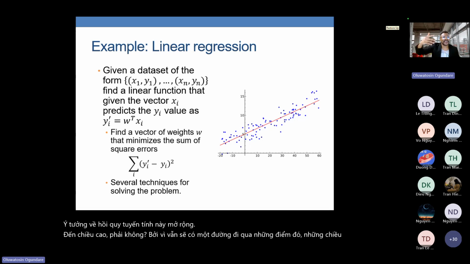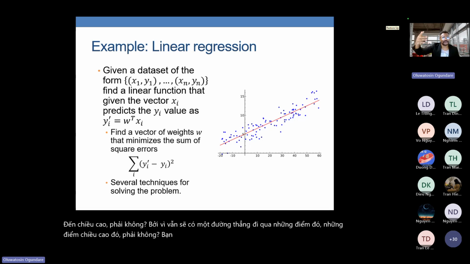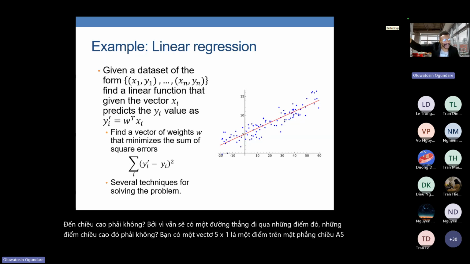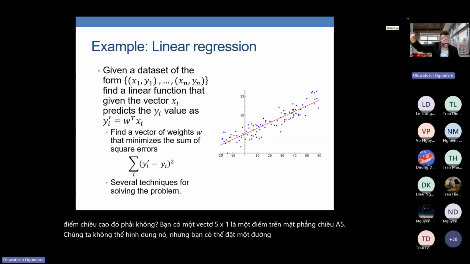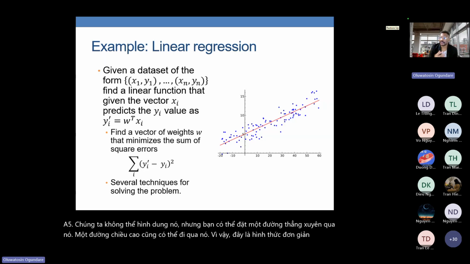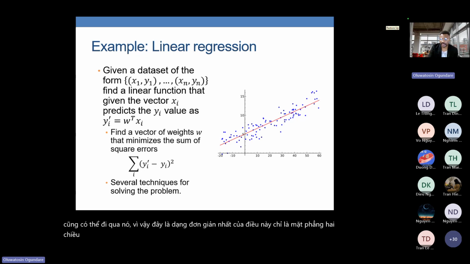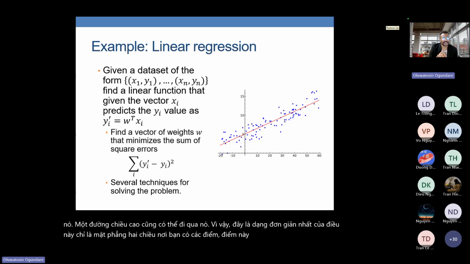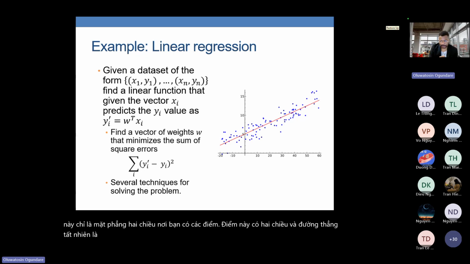You have a 5x1 vector. It's a point on a 5-dimensional plane. We cannot visualize it, but you can put a line through it. A high-dimensional line can go through it as well. So the simplest form of this is on the 2-dimensional plane where you have points. These points have 2 dimensions, and the line, of course, is this. The equation of a line is quite simple as well, right?